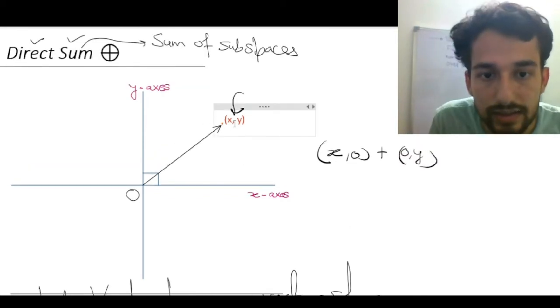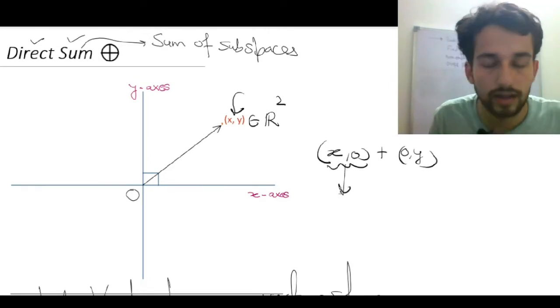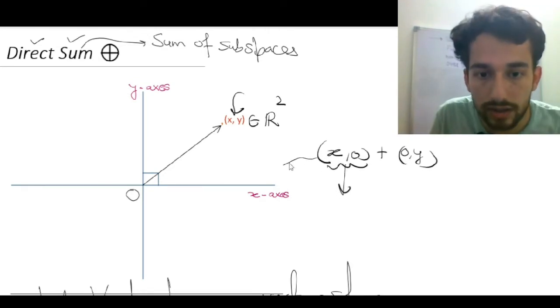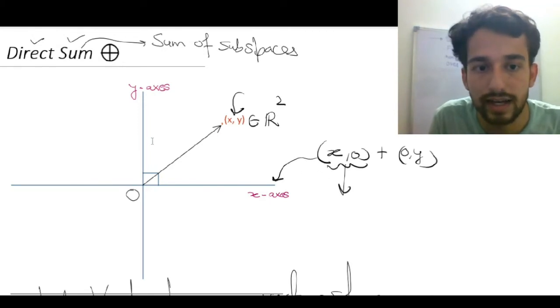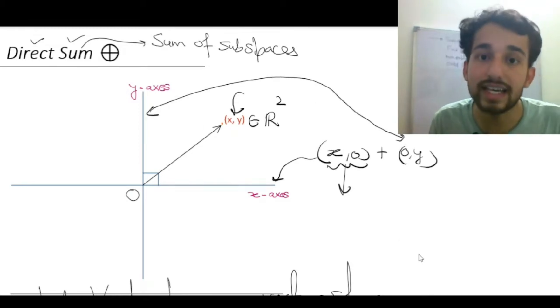Any element here belongs to R2. Now observe this element, where does it belong? This belongs on the x-axis, whereas this 0, y element belongs to the y-axis.